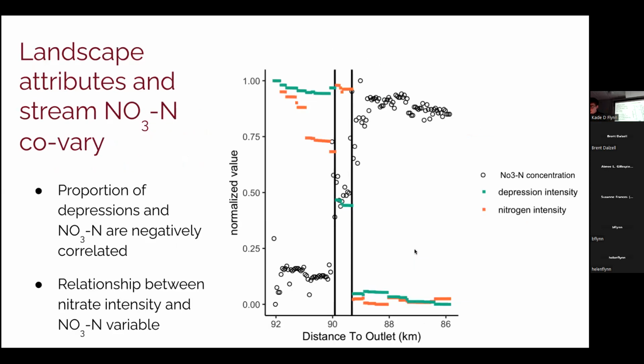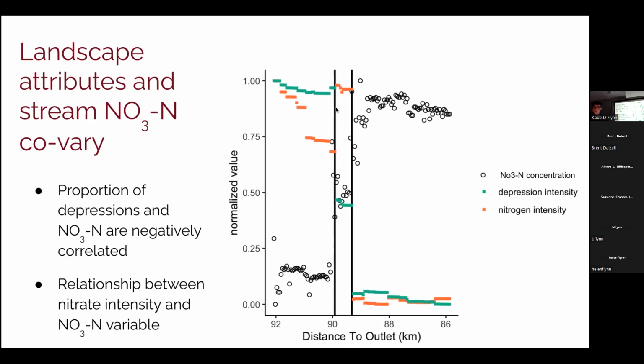If we look now at a plot of these landscape attributes and stream nitrate concentration together, again rescaled from 0 to 1 and plotted with the distance to the watershed outlet, these circles show nitrate concentration that we measured on May 12th, a high flow event in the upper portions of this watershed. The green line shows depression intensity, and the red line shows nitrogen intensity. So here we see, just like at the location of these ditch confluences where we saw these changes in these landscape attributes, these are locations where we see most of the change in our in-stream nitrate concentration.